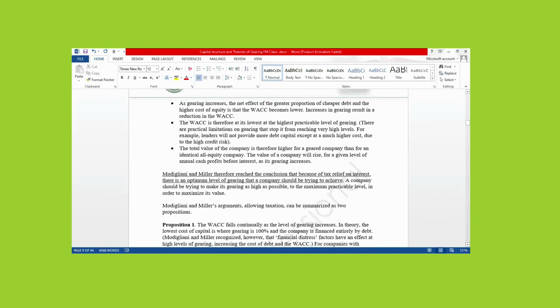Modigliani and Miller therefore reached the conclusion that because of tax relief on interest, there's an optimal level of gearing that companies should try to achieve. A company should try to make its gearing as high as possible, to the maximum practicable level, in order to maximize its value. That is, borrow as much as possible up to the maximum level of borrowing so as to reduce your cost of capital and maximize your value.